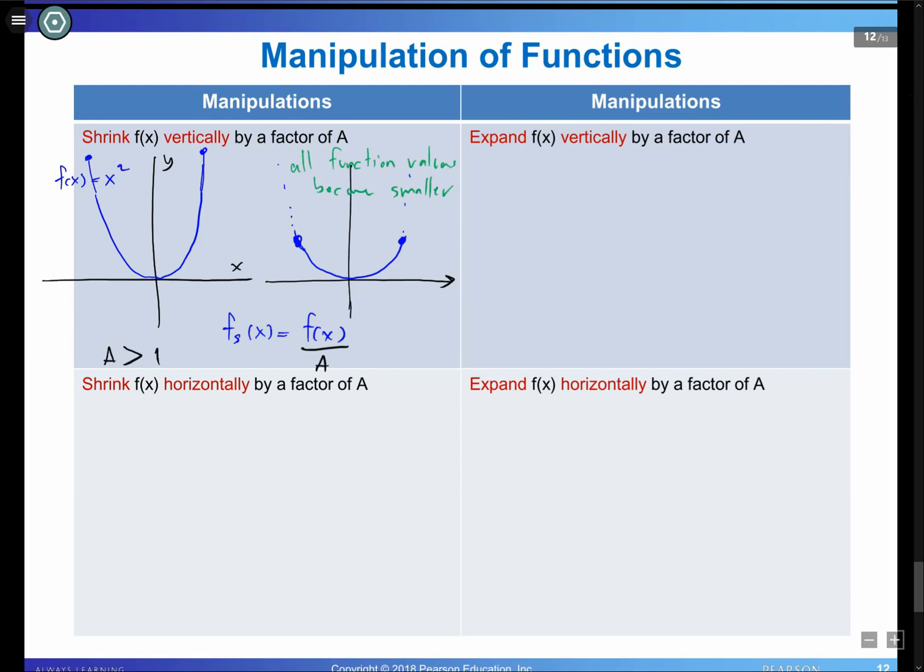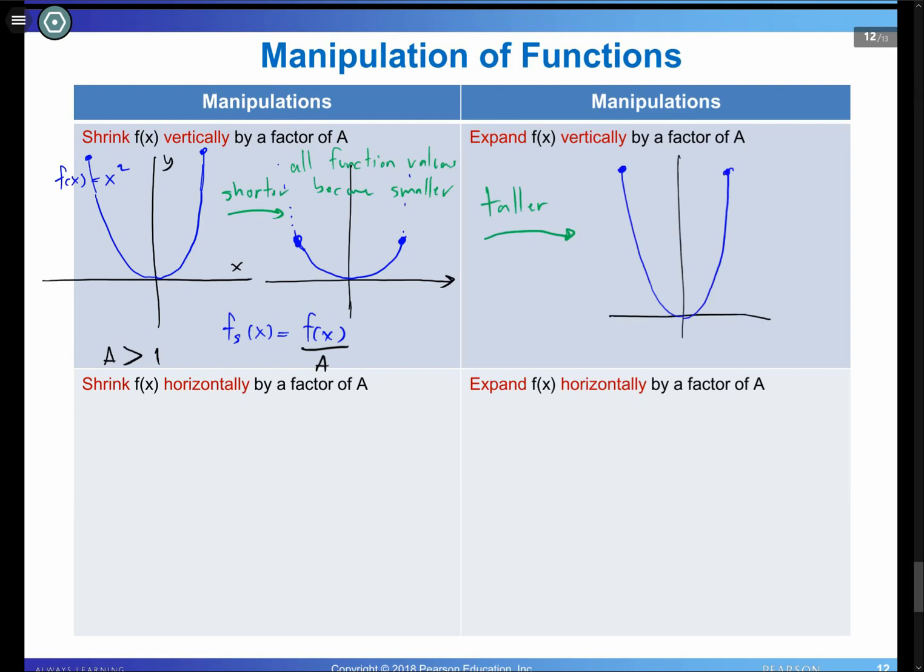Okay. So what about expanding this same parabola vertically? Make it taller. For the previous one, we made it shorter, and for this version, we are going to make it taller. So it should be something like this. The same point is going to be higher.